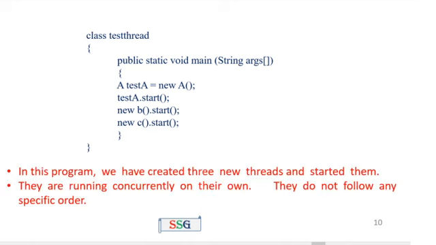Then closing. In this program, we have created three new threads and started them. They are running concurrently on their own. They do not follow any specific order. That means all three threads are started, and for each and every execution, we will get a different output.